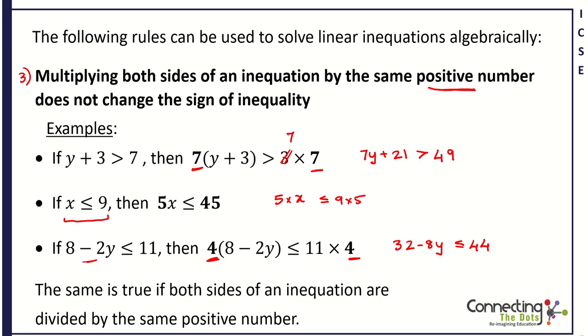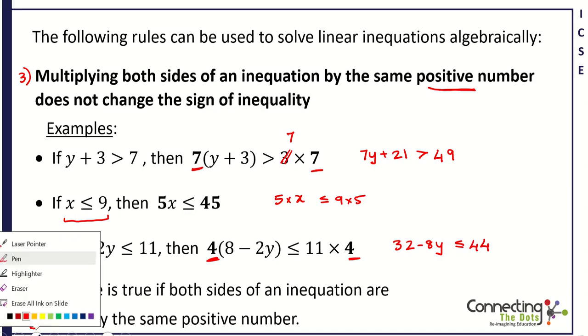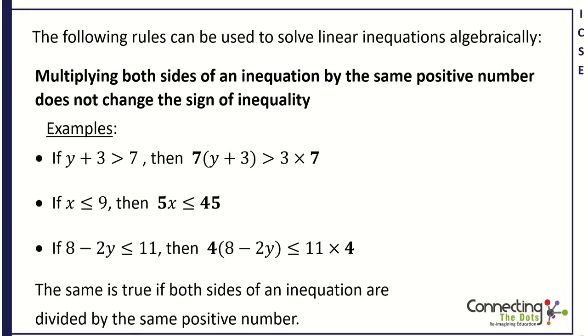So this is how inequations can be. These are the rules we can use to simplify and solve an inequation. Now we come to an important concept. The same is true if the two sides of the inequation are divided by the same positive number. So you could divide both sides of the inequation by the same positive number. Let's take one of these and see what it means.